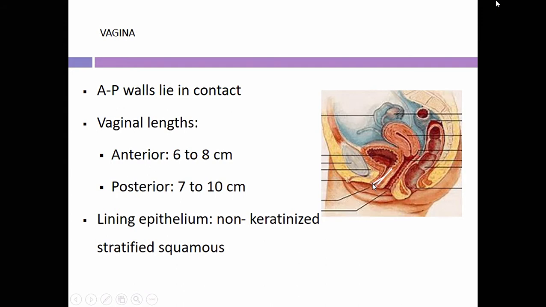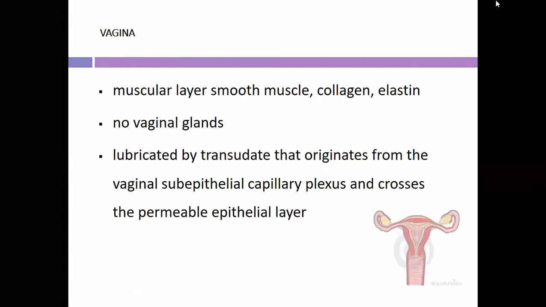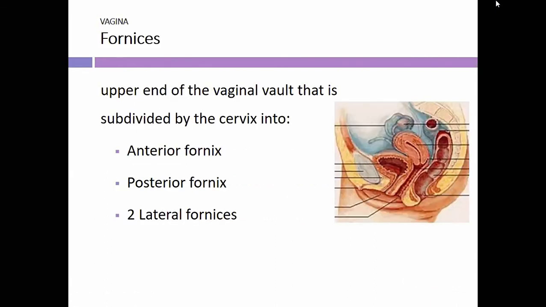And you can see that the anterior vaginal length is shorter as compared to the posterior vaginal length. So you have here 8 cm anteriorly and 10 cm posteriorly. The lining epithelium of the vagina is stratified squamous, non-keratinized. Now, this is a tubulo-muscular structure and it has no glands. But this vagina is lubricated by transudates coming from the subepithelial capillary plexus. So there are no vaginal glands.